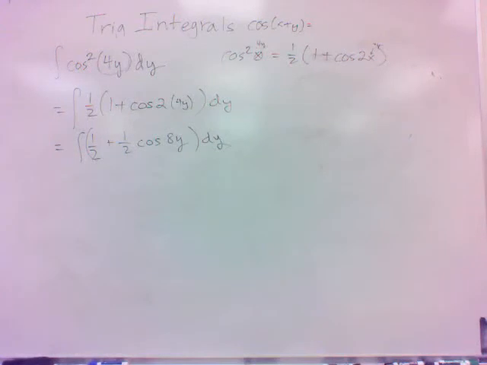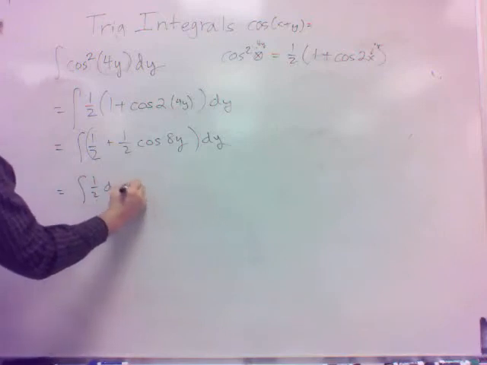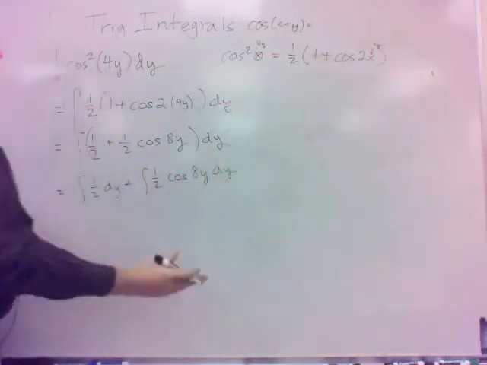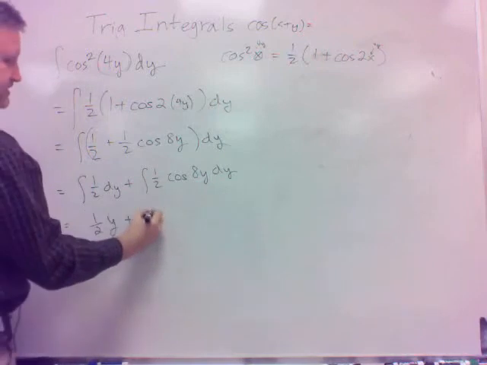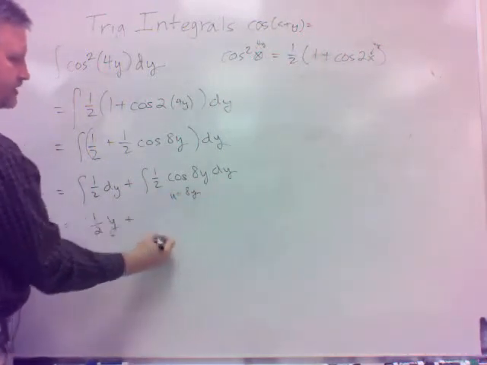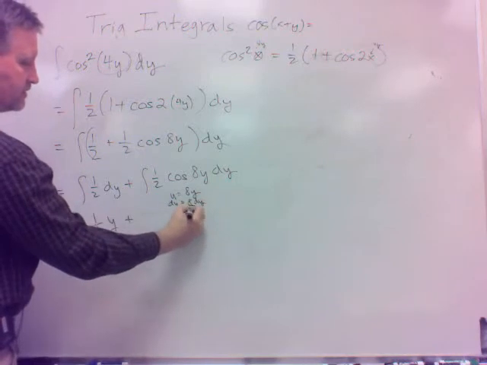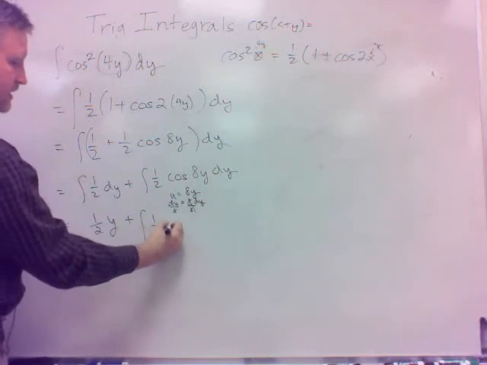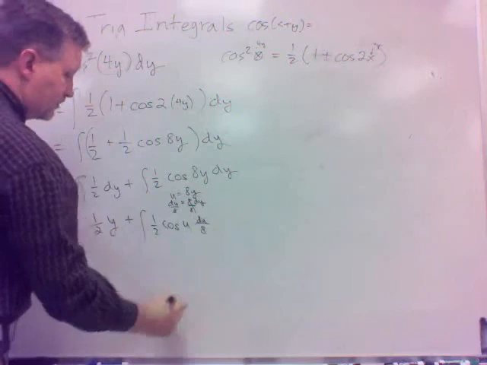And so then, it's just like previous. It's just really two integrals, the integral of 1/2 dy plus the integral of 1/2 cosine 8y dy. This is then where I would do, for this one, u substitution. This one, of course, is just 1/2 y. This is, u substitution, 8y. So du would be 8 dy divided by 8. Du over 8 is dy, so it'd be the integral of 1/2 cosine u du over 8. With me?